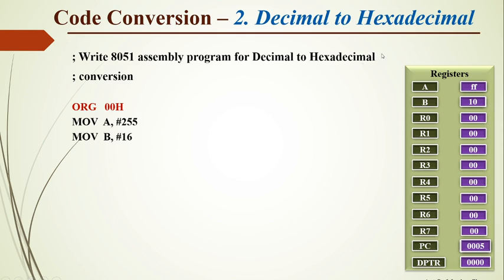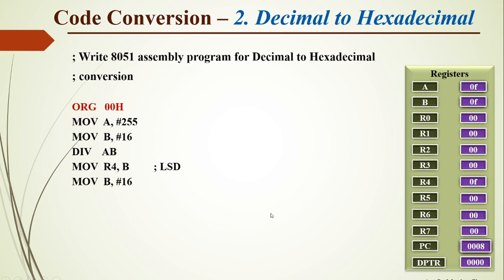So B will contain the value 10 and A will contain the value FFH. After division, A will contain the quotient and B will contain the remainder. So here the accumulator contains the quotient, that is 0FH, and B will contain the remainder, that is 0FH. To load the next divisor for the next division, we first have to collect this remainder into register R4. So we are storing this LSD digit into R4. So here R4 will contain the value 0FH.